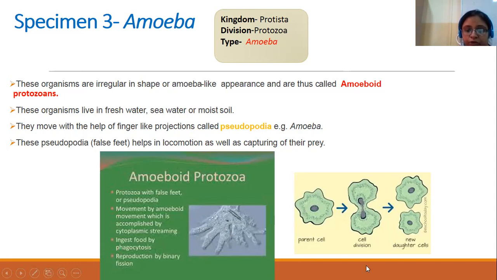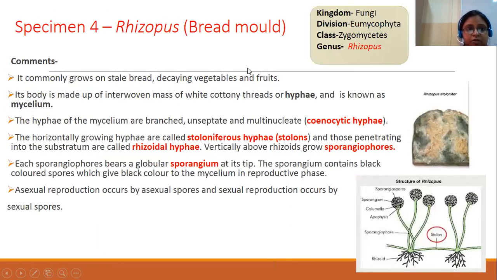Now the reproduction. Here you can see how this amoeba is reproducing by binary fission. The whole parental cell divides by cell division into two, and each of these daughter cells will now develop into a new amoeba, a new daughter amoeba. So this process is called binary fission. It's very quick.